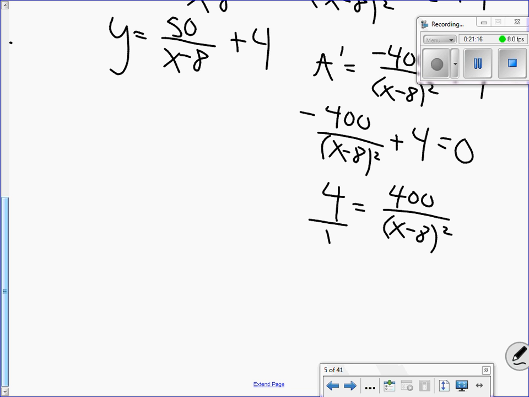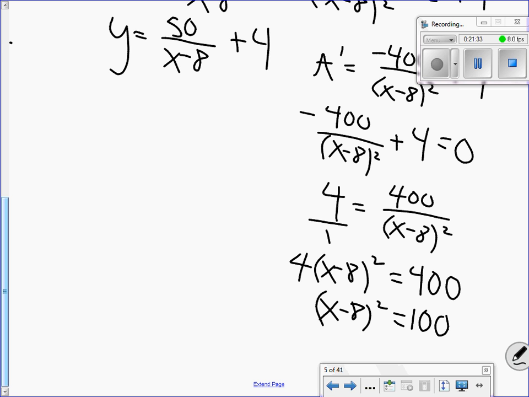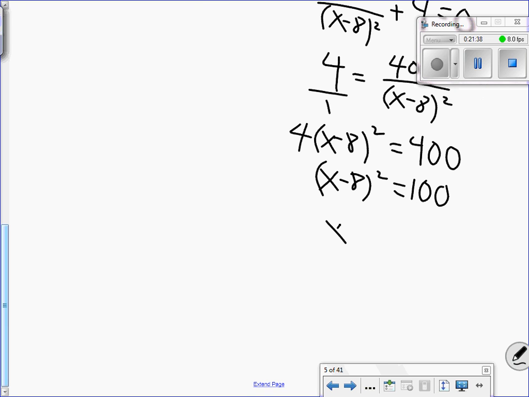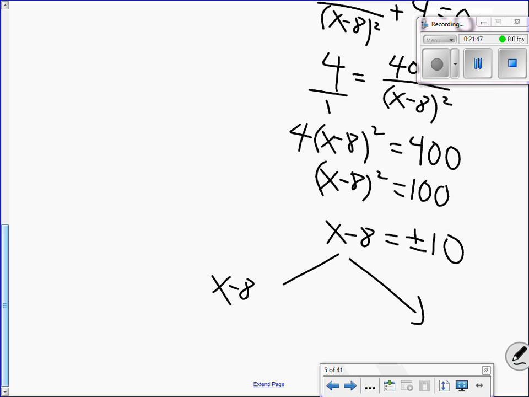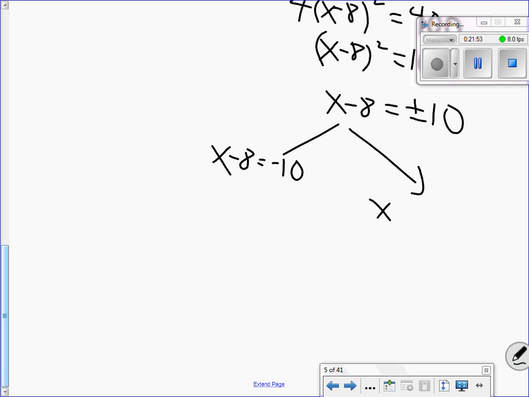And we're going to cross multiply. So we have 4 times the quantity (x minus 8) squared equals 400. Oh my goodness. Then what? Let's just talk in language. So divide by 4: (x minus 8) squared equals 100. There we go. So normally we would say x minus 8 equals plus or minus 10. Right? We'd have 2 equations. Yeah, this is not going to be good for one of them. So you have x minus 8 either equals negative 10 or x minus 8 equals positive 10.